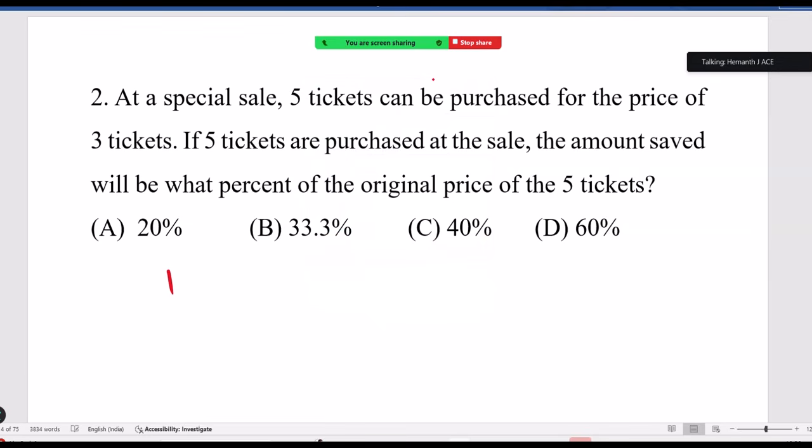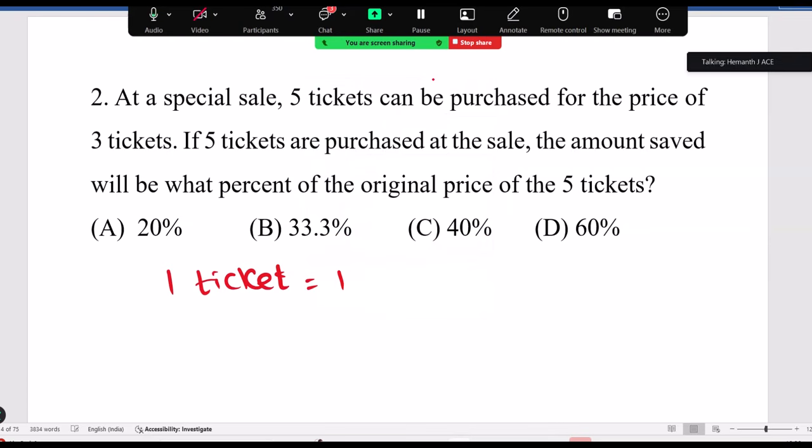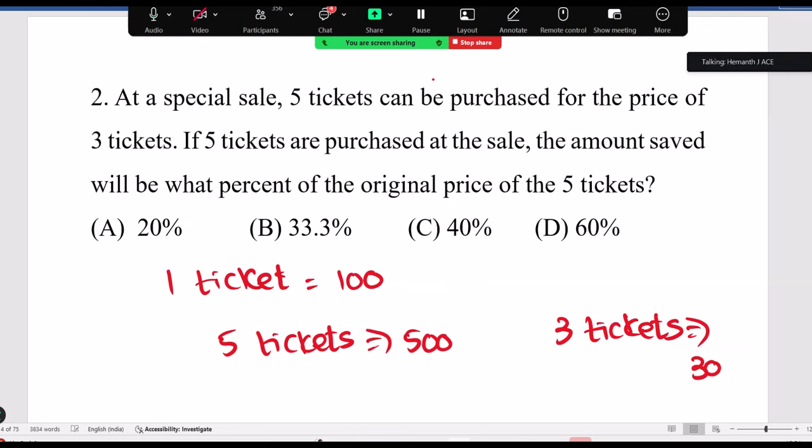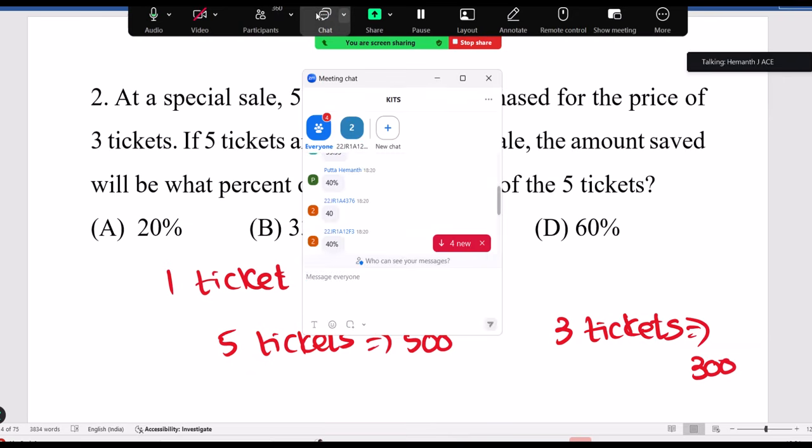Let us say one ticket cost is 100. Consider one ticket equal to 100. 5 tickets means it should be 500, but you get it for 3 tickets price. Actually, you should spend 500, but you get it for 3 tickets price, 300. You are saving 200 rupees.